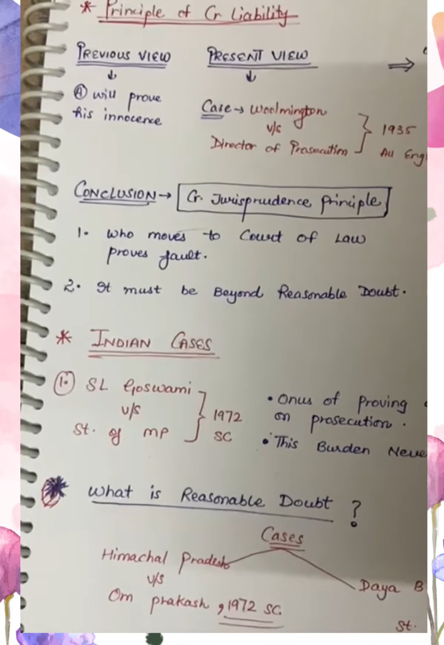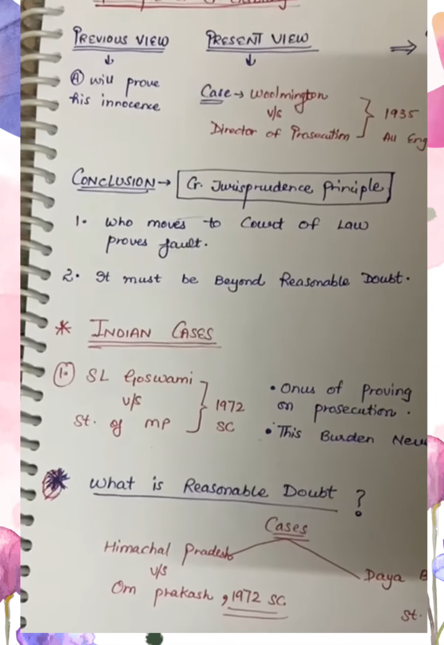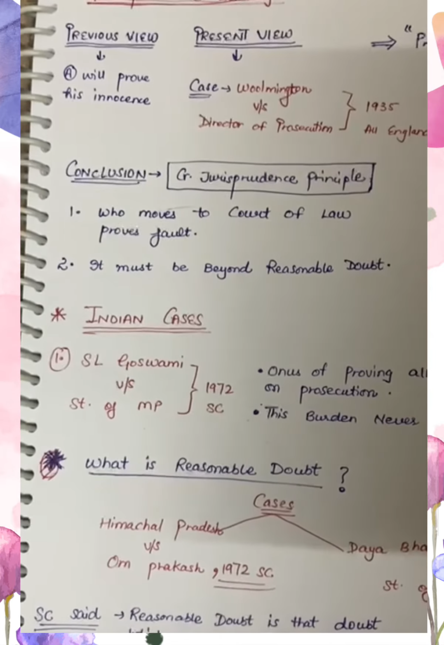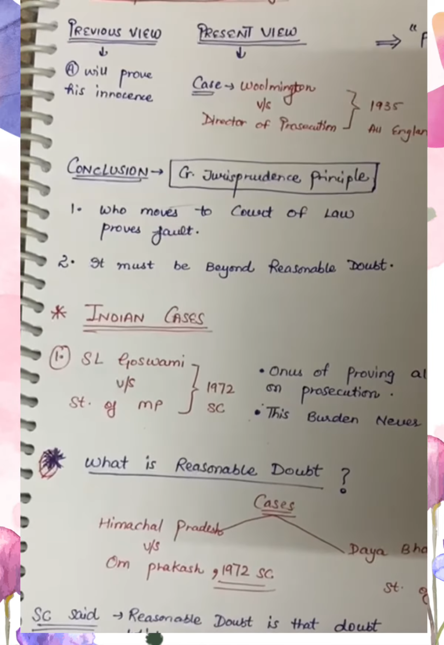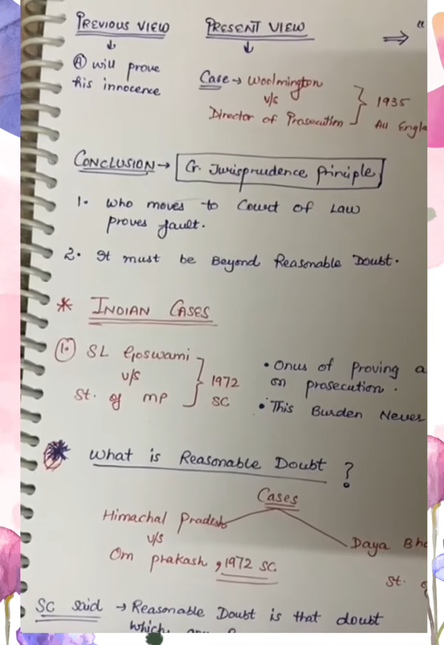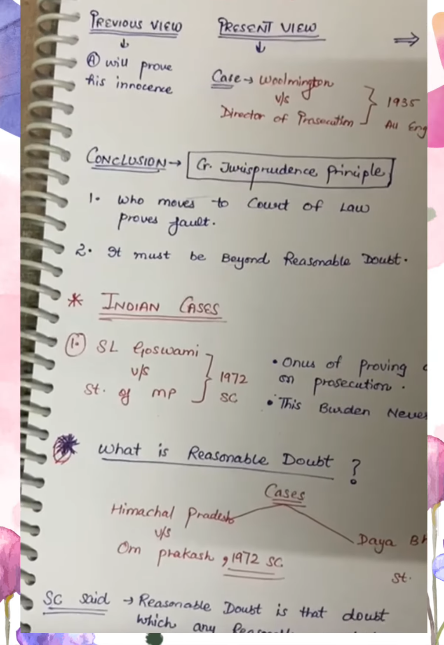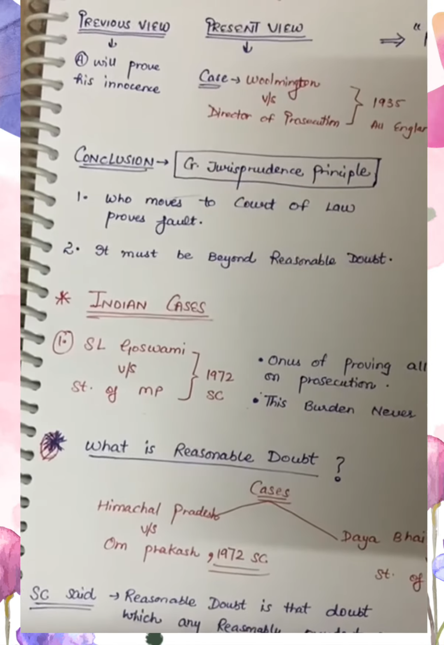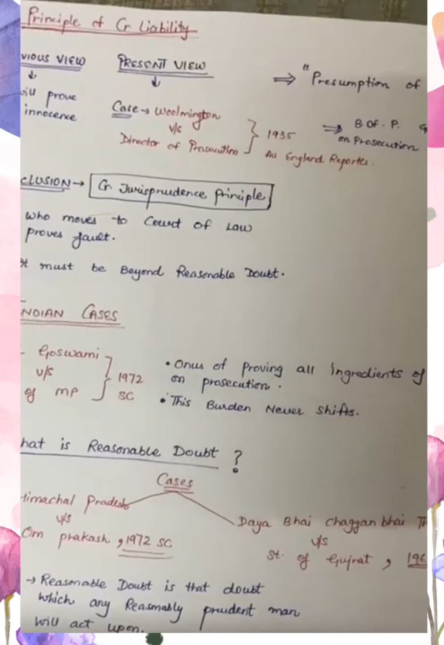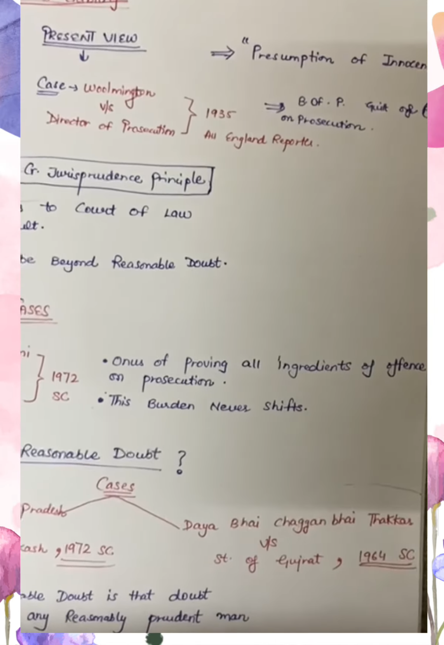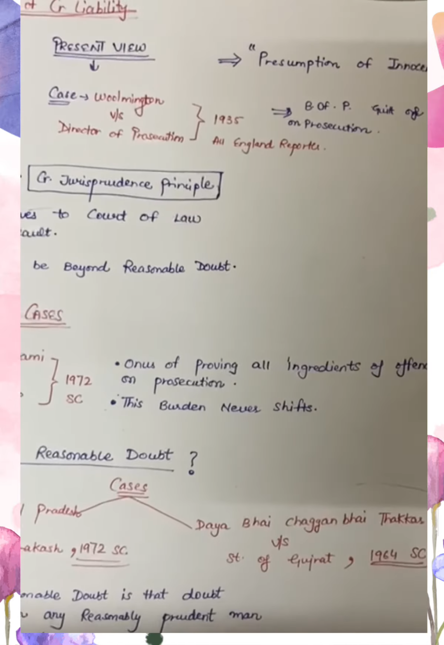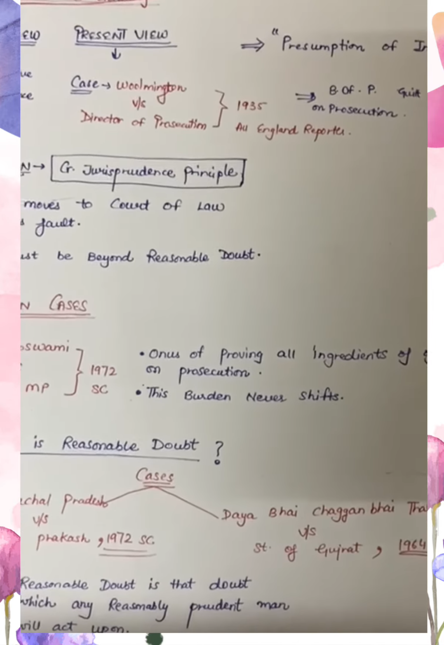On the principle of criminal liability, the Indian case is S.L. Goswami versus State of Madhya Pradesh, 1972 Supreme Court. In this landmark case, the Supreme Court said the onus of proving all ingredients of the offence is on the prosecution and this burden never shifts.